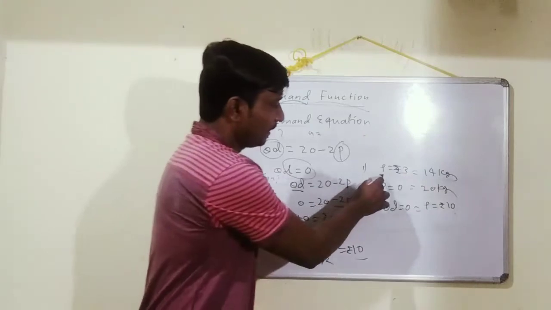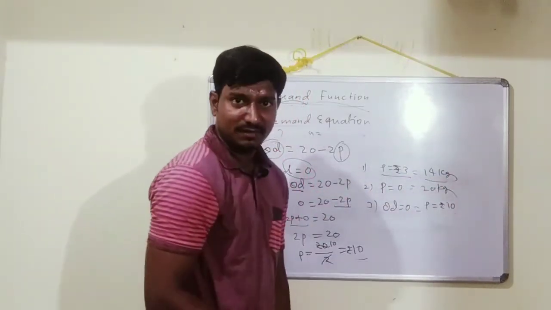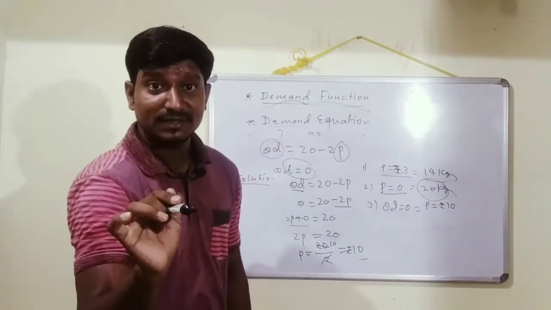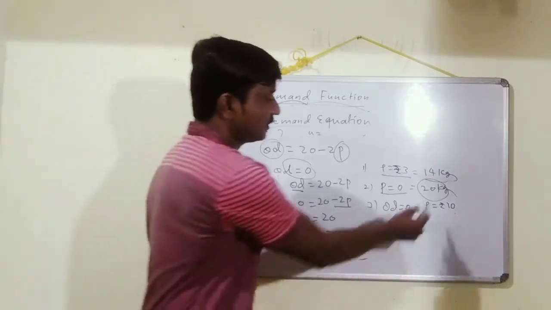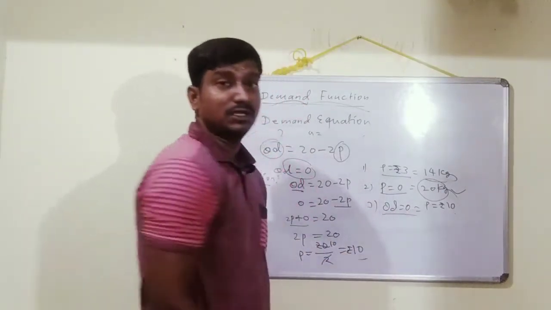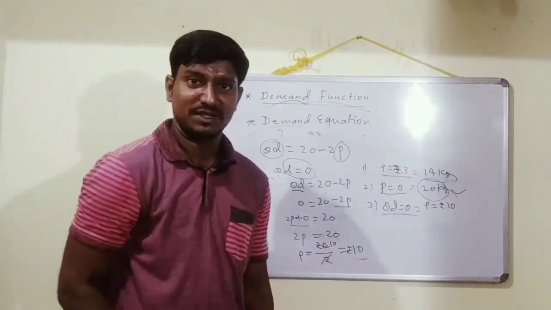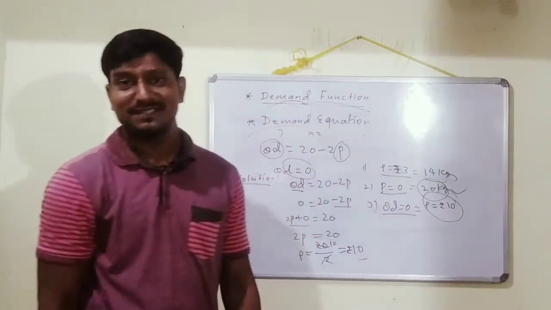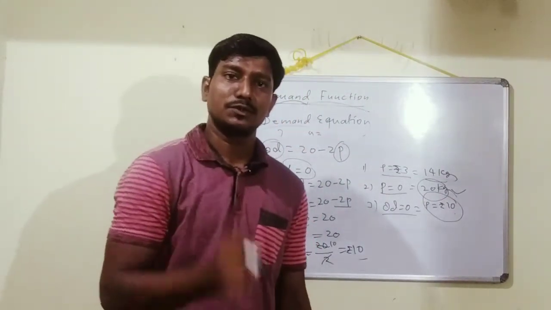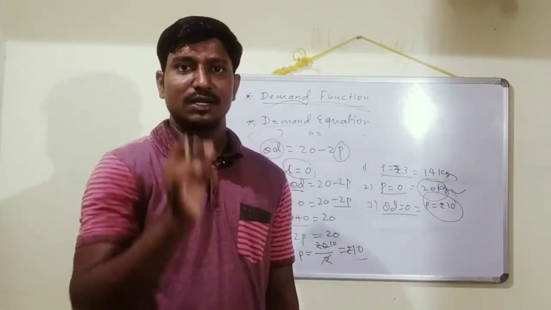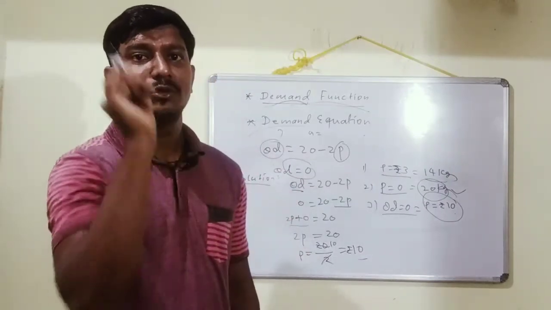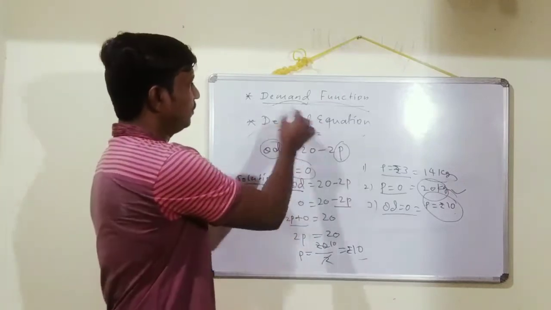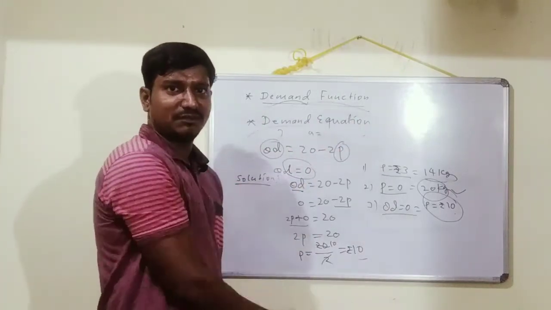Right? So when price is 3, he can purchase 14 kgs. When price becomes 0, the maximum quantity he can purchase or carry is 20 kgs. And when QD equals 0, which means he doesn't purchase any commodity, that is when the price equals rupees 10. Like this you can calculate many problems by applying the equation and going through in a simple way.